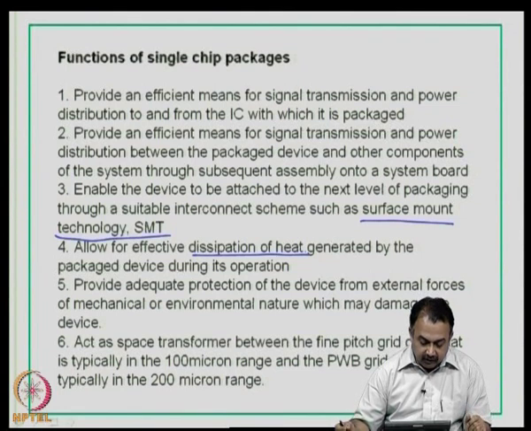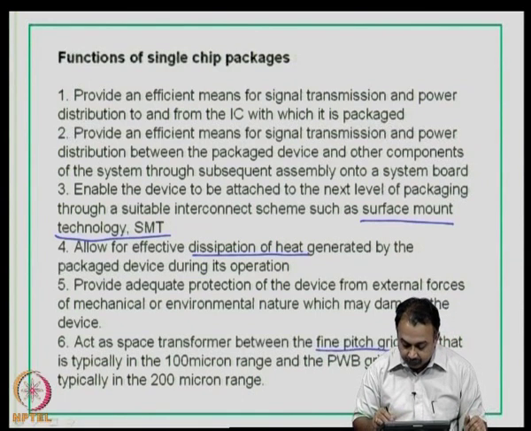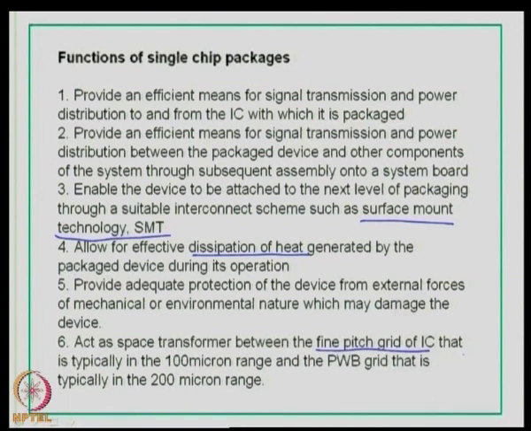Then finally, the device should act as a space transformer between the fine pitch grid of IC. Please note this point very carefully, because we are talking about two levels of pitch here. At the IC end, typically for example, it could be 100 micron pitch, and at the system level printed wiring board end, it could be around 200 micron range pitch. So, we are talking about this space transformation from 100 to 200 microns. So, your substrate is going to handle this space transformation between the device and the board.